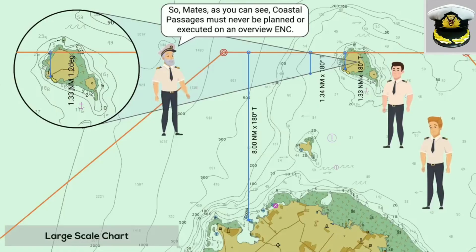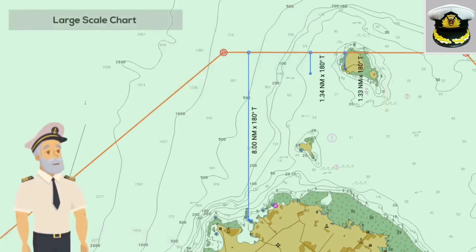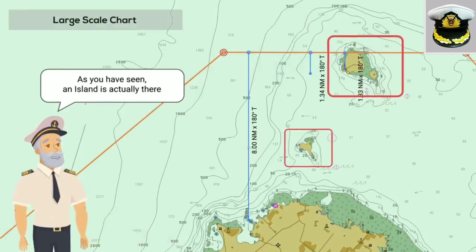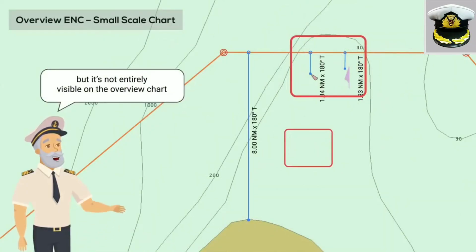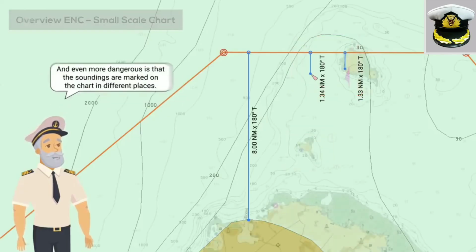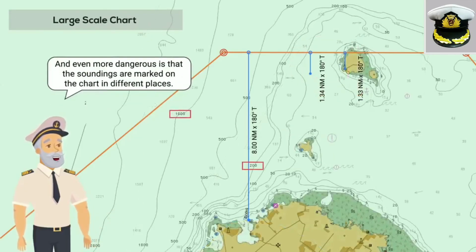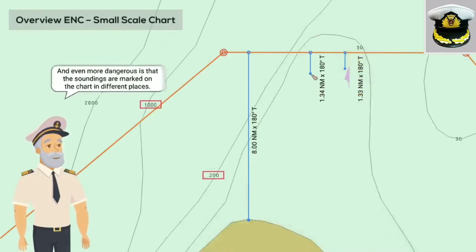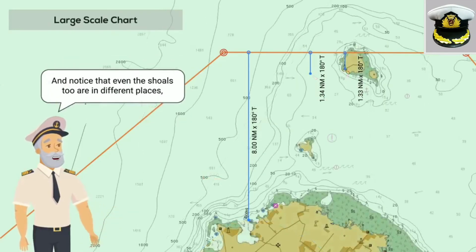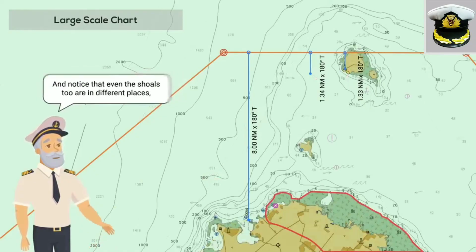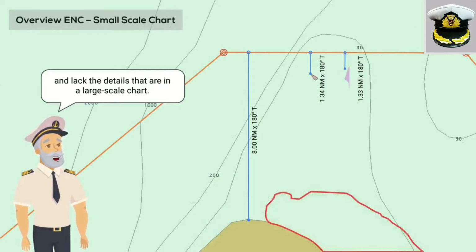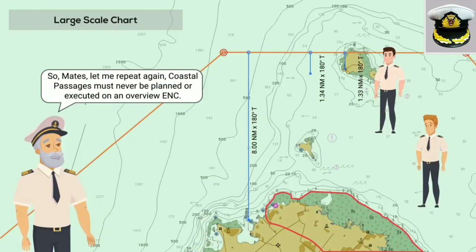So mates, as you can see, coastal passages must never be planned or executed on an overview ENC. As you have seen, an island is actually there, but it's not entirely visible on the overview chart. And even more dangerous is that the soundings are marked on the chart in different places. And notice that even the shoals too are in different places and lack the details that are in a large-scale chart. So mates, let me repeat again. Coastal passages must never be planned or executed on an overview ENC.